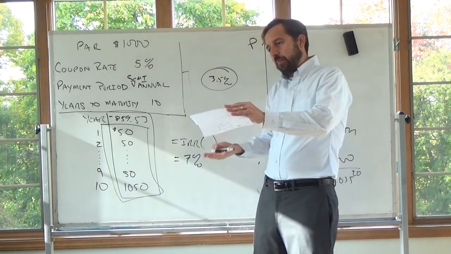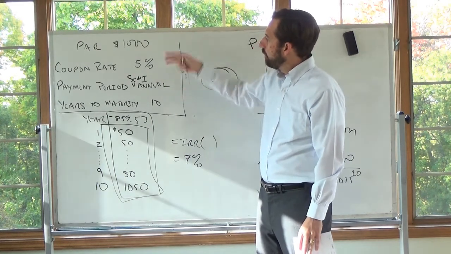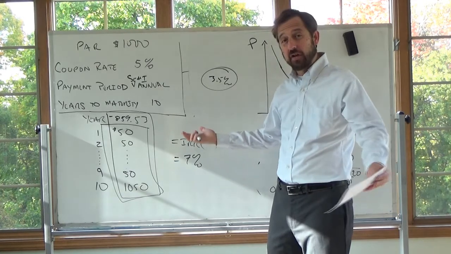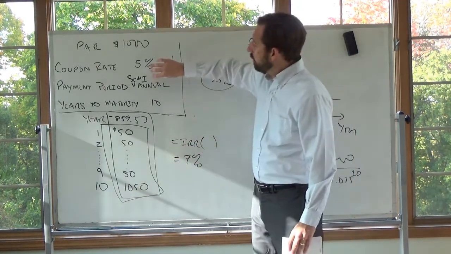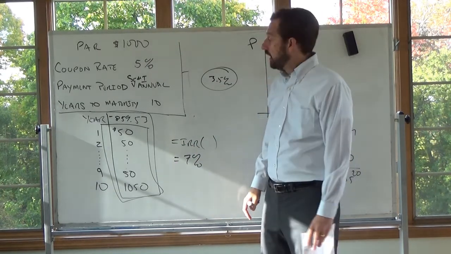So let's say now the bond's yield goes up to 7%. Well, now the bond's price has gone down to $859.53. So again, you've lost like $140, roughly 14% on the bond. The bond's yield to maturity goes up 2%, you lose 14%, right?